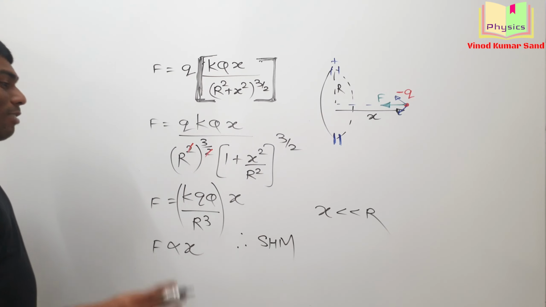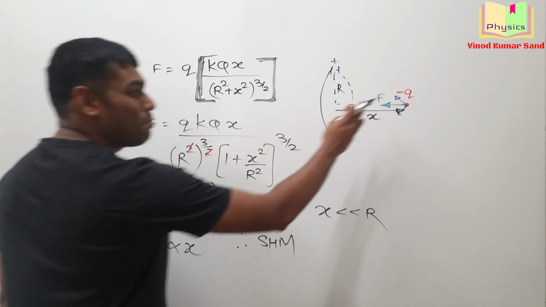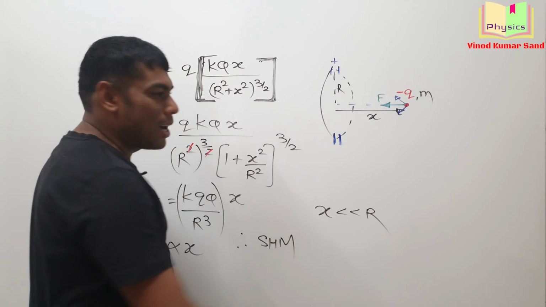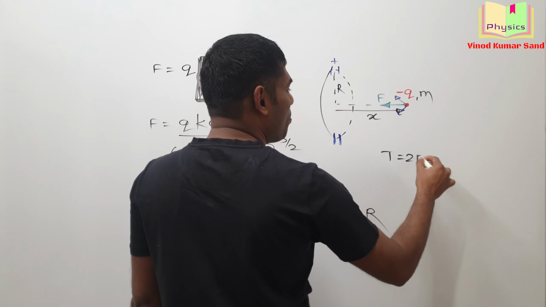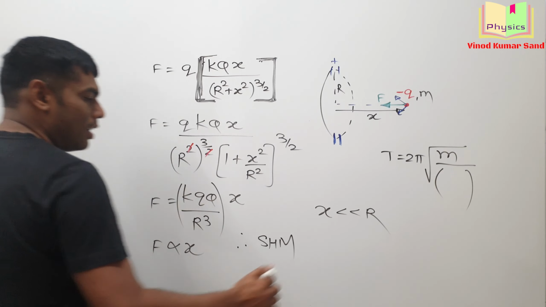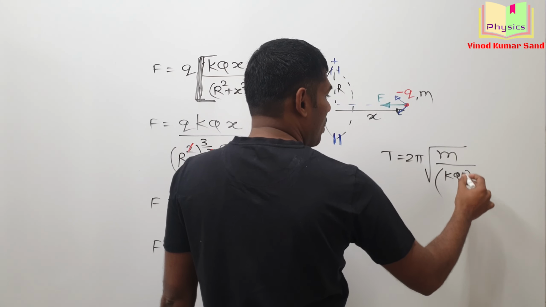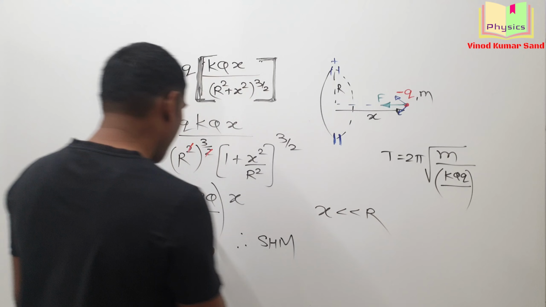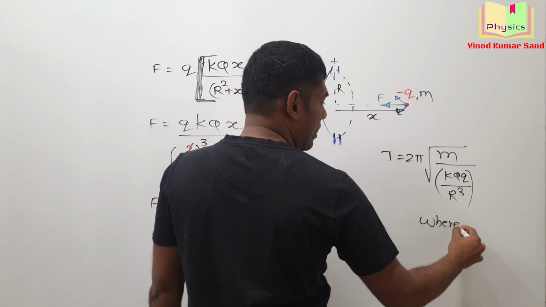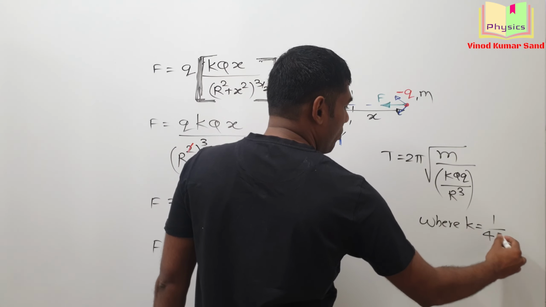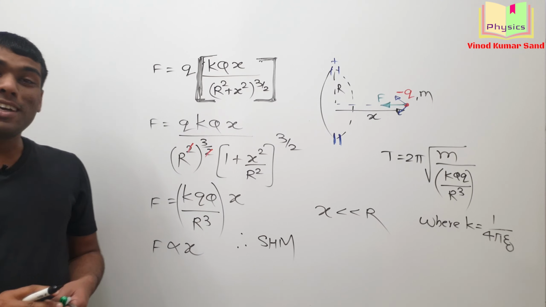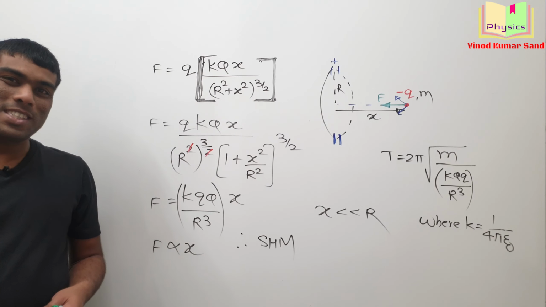And suppose if someone asks us what is the time period of this oscillation, that can also be proved. If this charged particle has the mass m, the time period will be 2 pi root m by this term, kQq by r cube, where that k is equal to 1 by 4 pi epsilon naught. So among the given 4 options, the 3 options are correct.